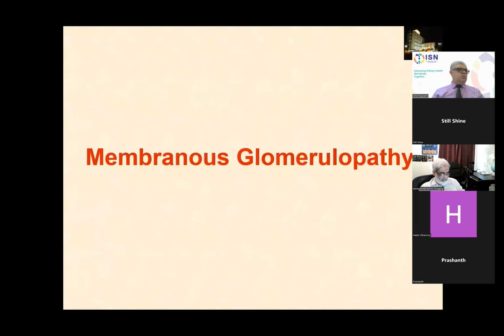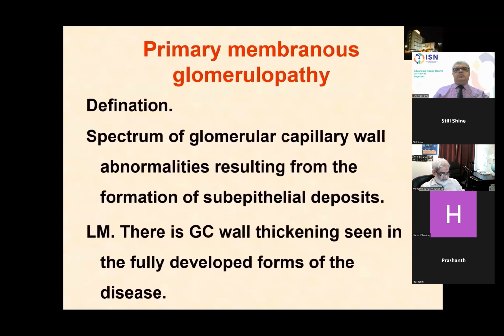Next morphological item for nephrotic syndrome is membranous glomerulopathy. Primary membranous glomerulopathy is a spectrum of glomerular capillary wall abnormalities resulting from the formation of subepithelial deposits. In light microscopy, the only finding that we notice is glomerular capillary wall thickening, seen in fully developed forms of the disease. This is not associated with mesangial expansion, hypercellularity, or any other abnormality, just thickening of the basement membrane.